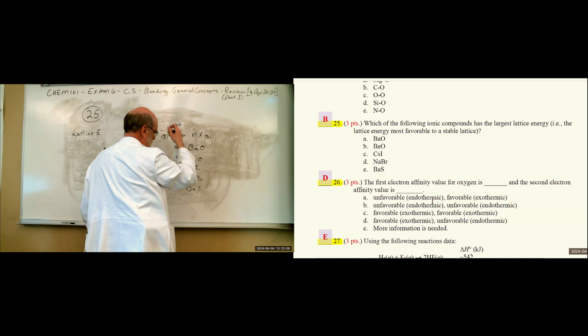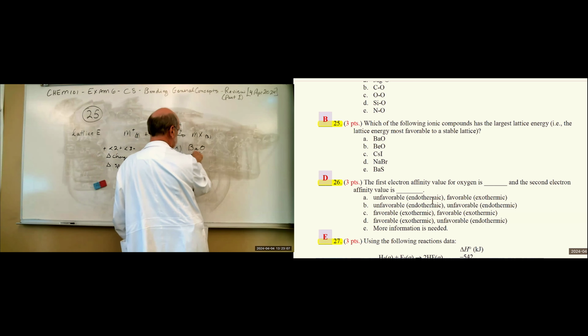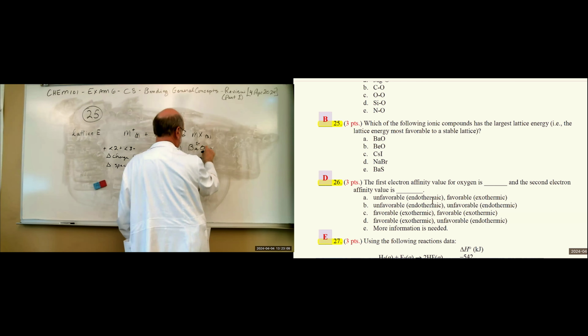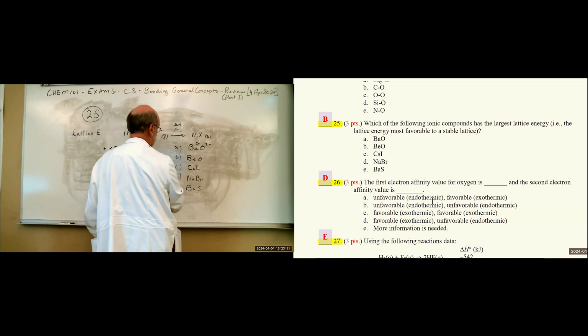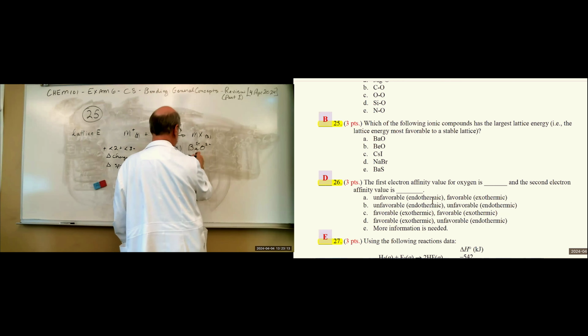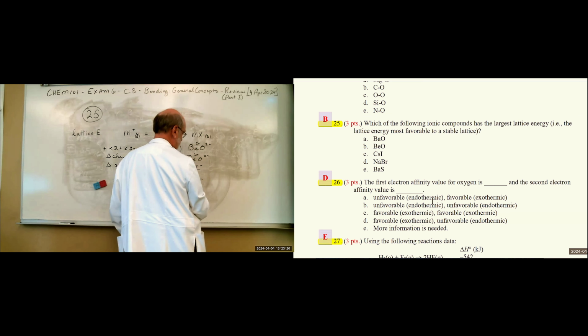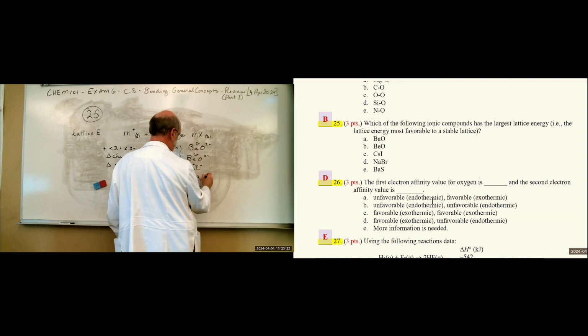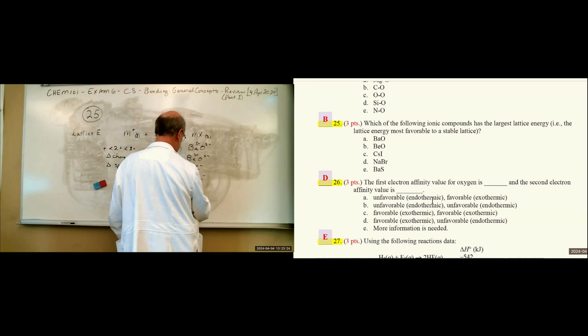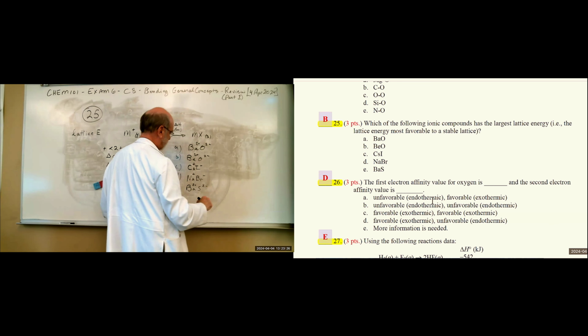Okay. So what are the charges here? Well, this is an alkaline earth. This is a chalcogen. So there's our charges. Beryllium is also a 2 plus and a 2 minus here. Cesium is only a 1 plus, and iodine's a 1 minus. That's a plus and a minus. And barium again is 2 plus and 2 minus.